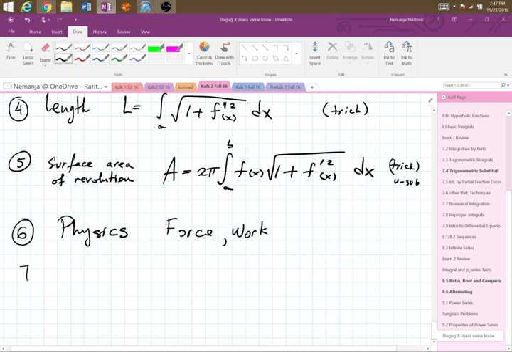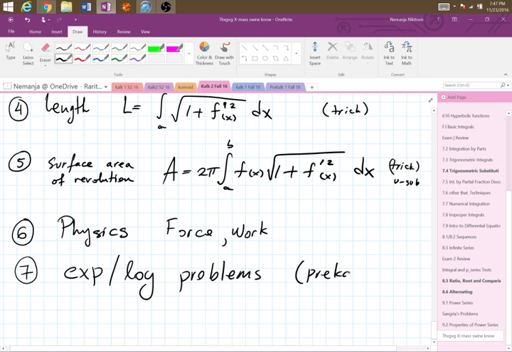So I'll just say number 7, we have the exponential and log problems, which is technically pre-calc 1. Yes, and I spelled it with a K. And then we have number 8, hyperbolic functions. Guys, you need hyperbolic functions for your differential equations course if you're going there.